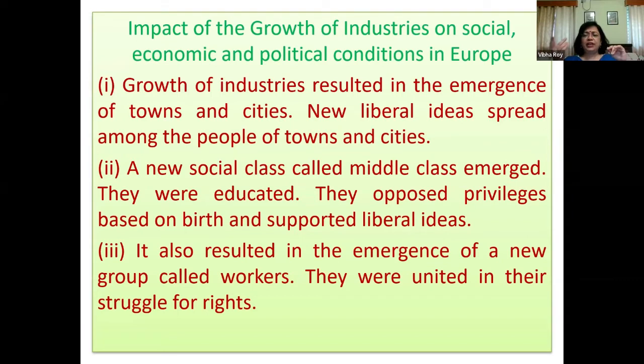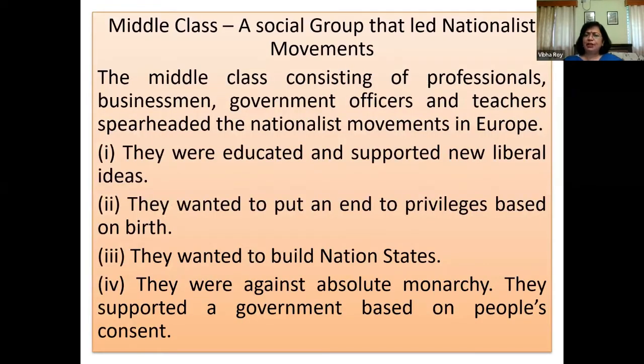Because they were educated, they started questioning all these things. All this also resulted in the emergence of a new group of people who were working in the factories and industries. They were called workers, and they were united in the struggle for their rights. So the middle class emerges, a social group that led the nationalist movement.